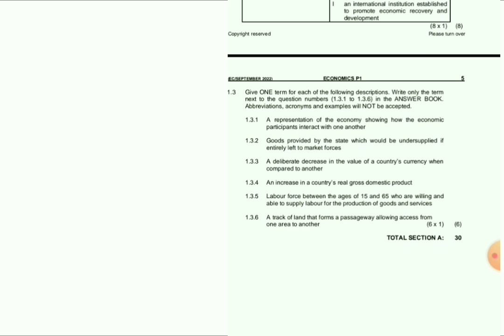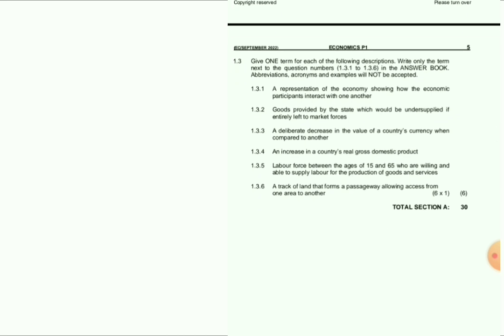1.3.1: A representation of the economy, showing how the economic participants interact with one another. I think everybody knows this one, guys. Don't tell me you can get this one wrong. If you get this one wrong, then we are in trouble. We are in trouble, not you. How can you get this one wrong? It's very straightforward. What is it?